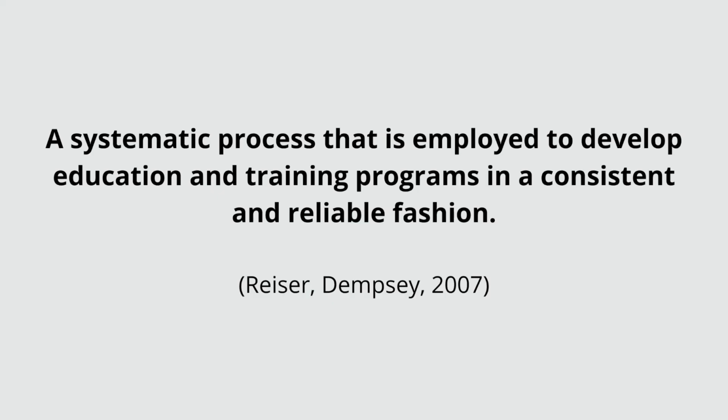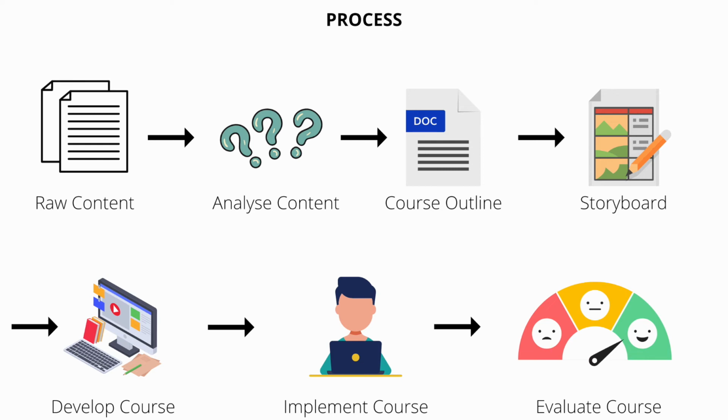Now that you know the process, the definition that we read before of instructional design is sure to make a lot more sense. Let's look at the definition one more time and see if it seems easier for us to understand. A systematic process that is employed to develop education and training programs in a consistent and reliable fashion. Now we know that this involves using the raw content, analyzing it, storyboarding it, developing it, and therefore creating education and training programs in this manner. So now the definition doesn't seem quite so abstract, does it?